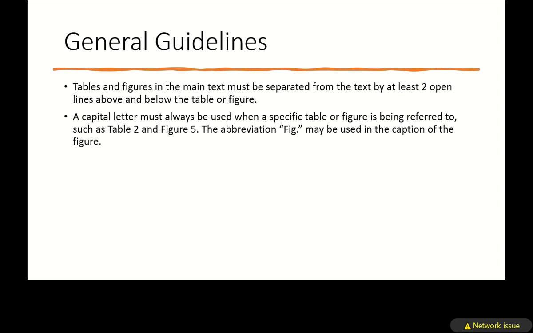A capital letter must be used at the start of the mentioning of the figure or the table in the text. So you can mention it like Table 2. The first letter is capital. In some cases we use figure in a short form as well. Whenever this appears, it means a figure. So instead of writing Figure 5, you will write FIG. 5. But the first letter should always be capital.